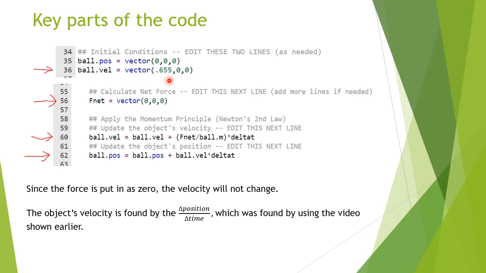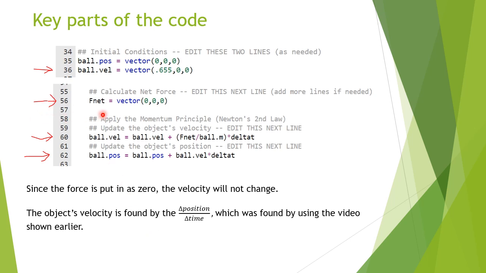I inputted this, and I found this number by using the formula the change in position divided by the change in time. So I took 2 points of the object rolling, and I subtracted the second position minus the first position, and then divided it by the second time minus the first time. And this was able to find the average velocity.